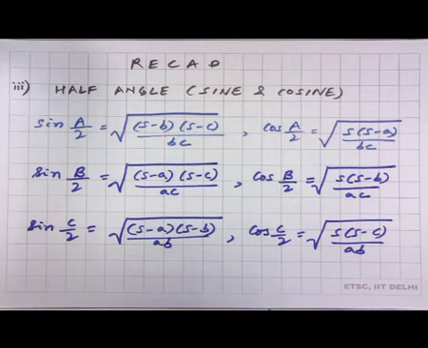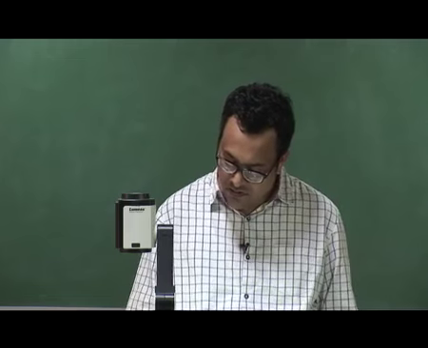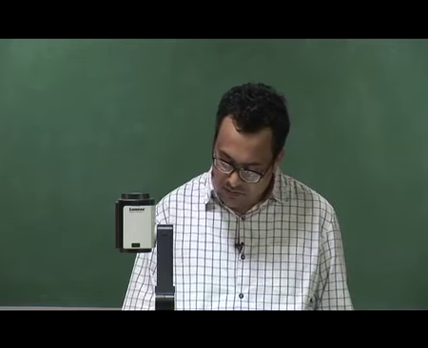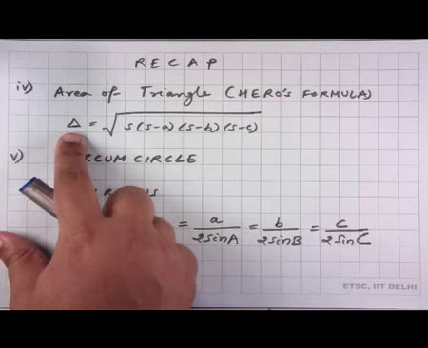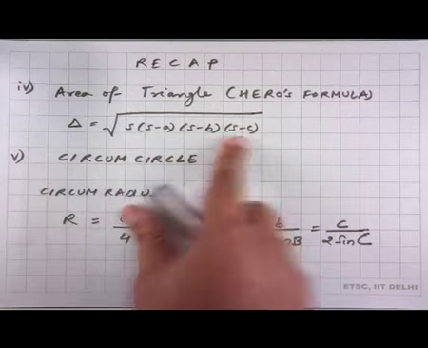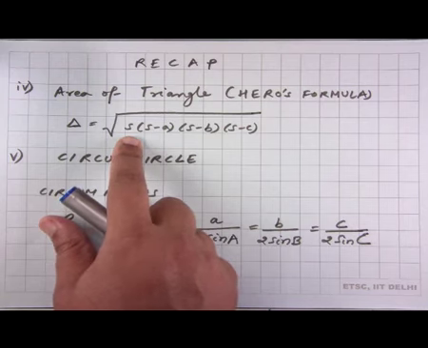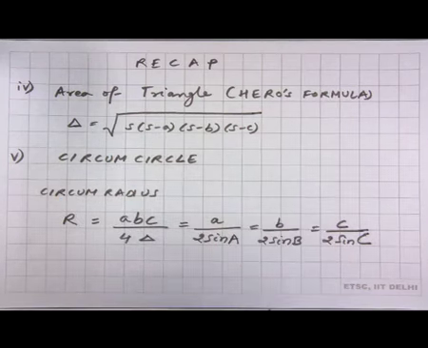So, we did all of this in the last lecture, and then towards the end of the last lecture we derived this formula which gives us the area of the triangle in terms of the lengths of the sides of the triangle, and it is known as the Hero's formula.